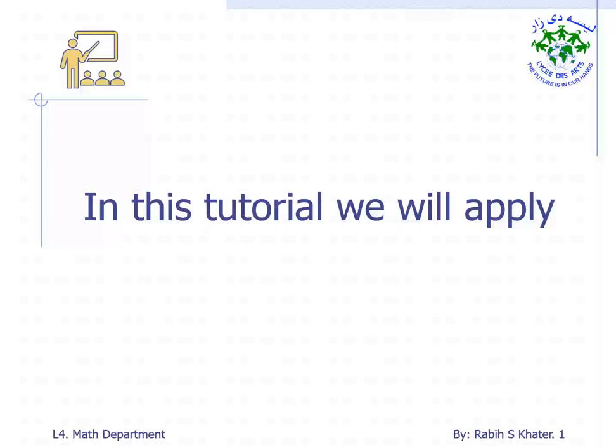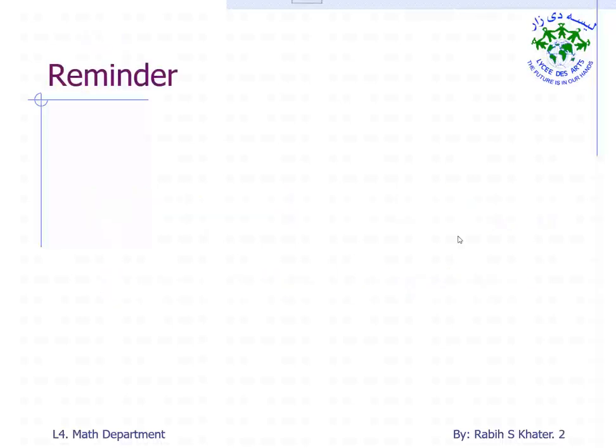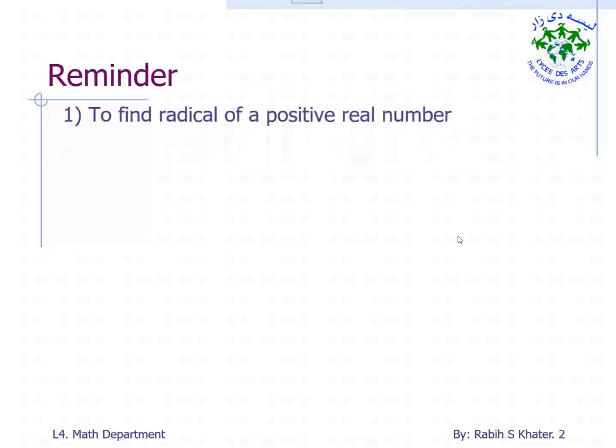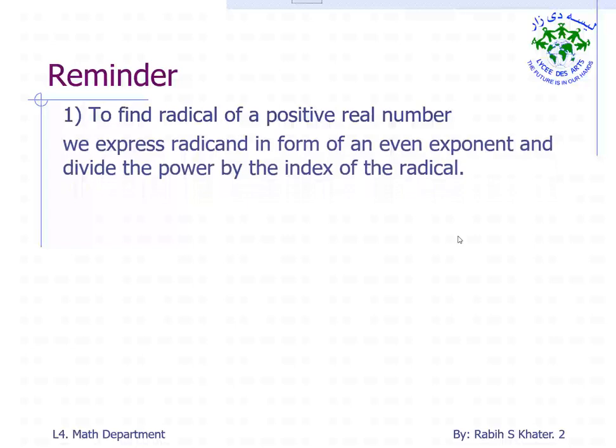In this tutorial, we will only apply operations on radicals. Reminder: to find the radical of a positive real number, we express the radicand in the form of an even exponent, if possible, and divide the power by the index of the radical. In our case, in grade 8, it would be 2. Calculate. I need you, my dear students, now to stop the video, grab a pen and a pencil and try to solve these questions.